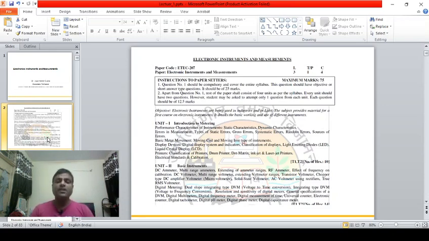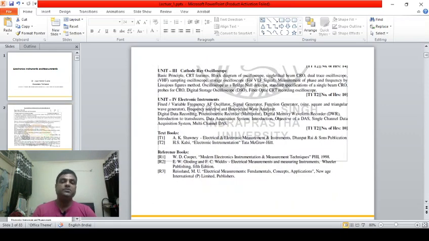After unit 1, we move to unit 2, which is related to the basic instruments. It covers the DC ammeter, DC voltmeter, AC ammeter, AC voltmeter, and then the digital voltmeter. After this unit, we have moved to unit 3. Unit 3 covered the cathode ray oscilloscope.